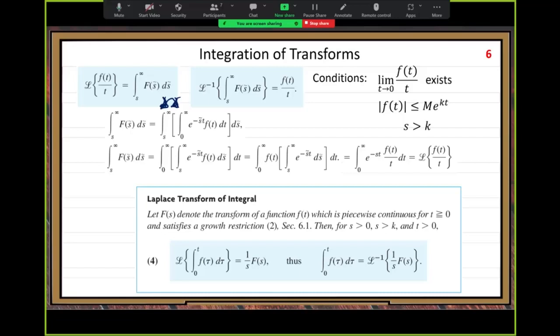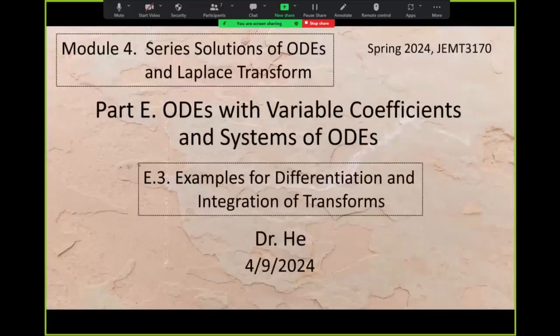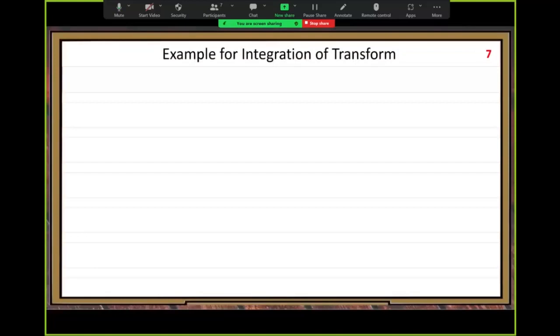All right. Next topic, E.3. Now we work on examples for differentiation and integration of Laplace transforms. Let me show you a few examples. Integration of change, here. That's the formula, integration in the S domain. A new theorem.